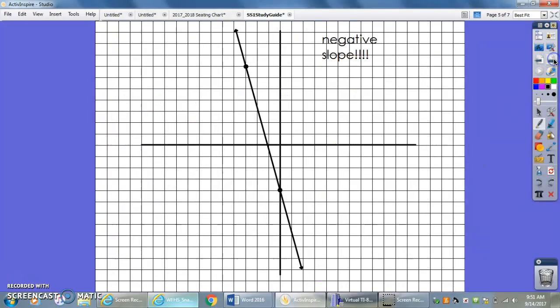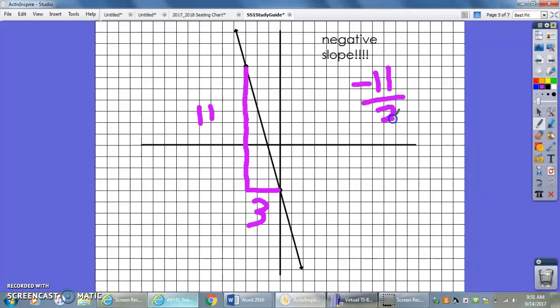Now I'm going to go back and count my rise and my run. Okay, so it looks like 2, 3, 4, 5, 6, 7, 8, 9, 10, 11. That's 11. And then my run is 1, 2, 3. So this is a slope of -11 over 3.